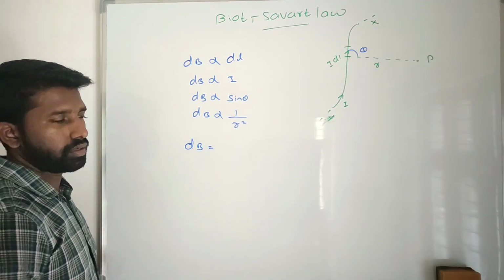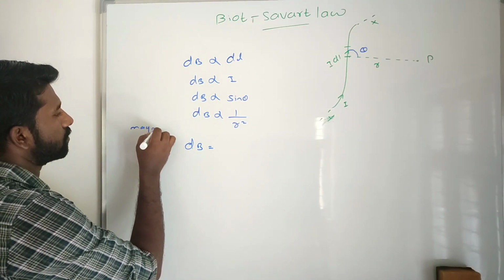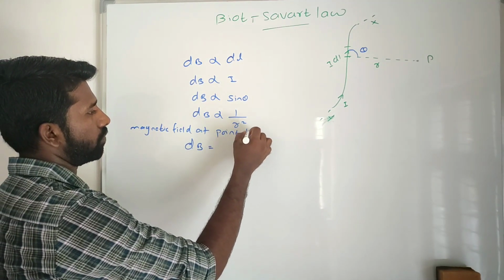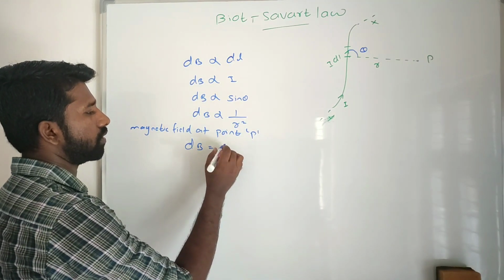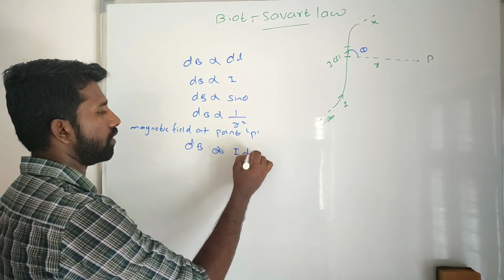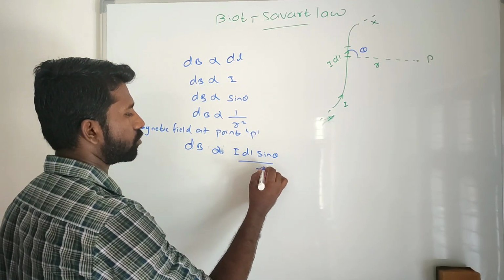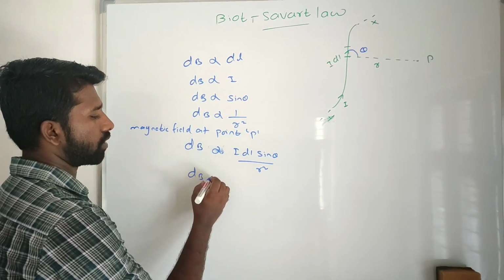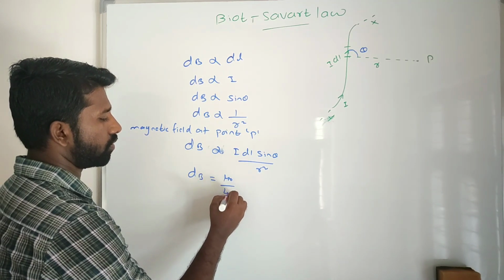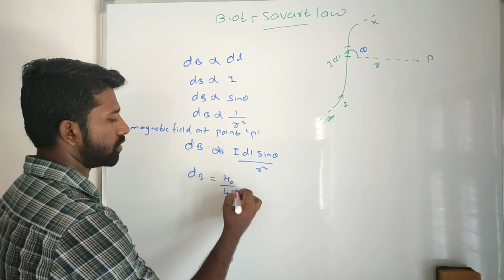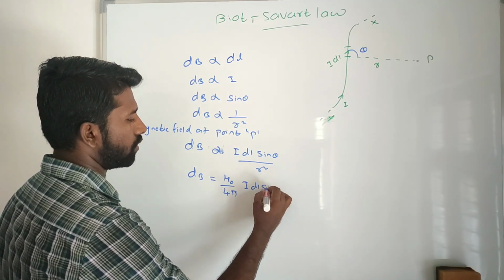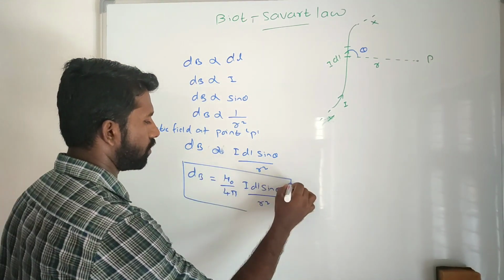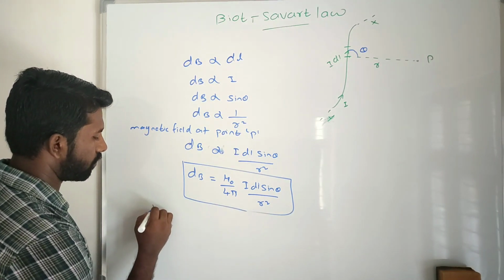From that we can write the magnetic field at point P: dB is directly proportional to I dl sin theta divided by r square. We can change this proportionality into an equality by inserting a constant. What is the constant? Mu 0 divided by 4 pi. We insert it here: dB equals mu 0 by 4 pi times I dl sin theta divided by r square. This is the Biot-Savart law.